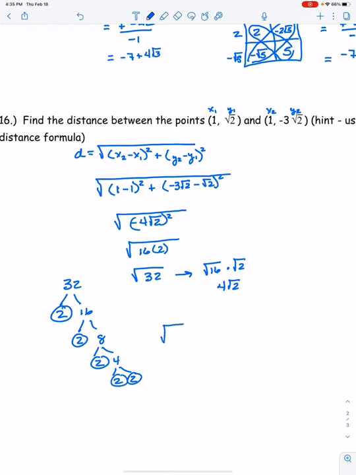We go ahead and build our house. Only pairs of 2s can go outside. Here's another pair of 2s, and we have 1 2 left over. 2 times 2 is 4, so we end up with 4 the square root of 2, and we end up with the same answer either way that you want to do it.